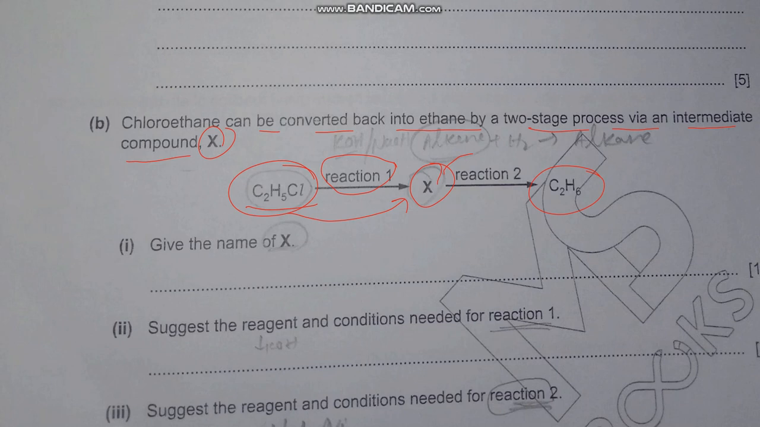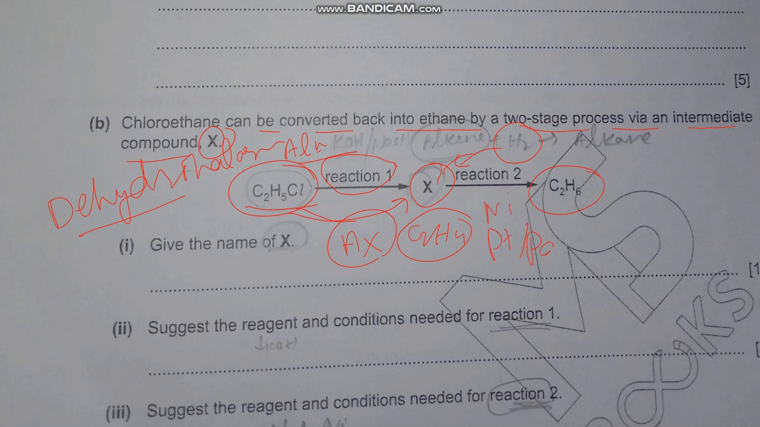As we know, when we go for dehydrohalogenation of a monohaloalkane, this will form the alkene. If we remove HX from a monohaloalkane in the presence of alcoholic KOH, it forms the alkene C2H4. And if we use hydrogen, this reaction is hydrogenation of the alkene, and in this reaction nickel or Pt, Pd are used as catalyst, and the alkane will be formed. Give the name of X. The name of X will be alkene, or we can say simply ethene.